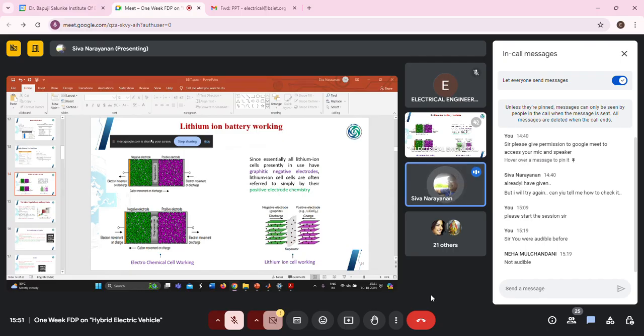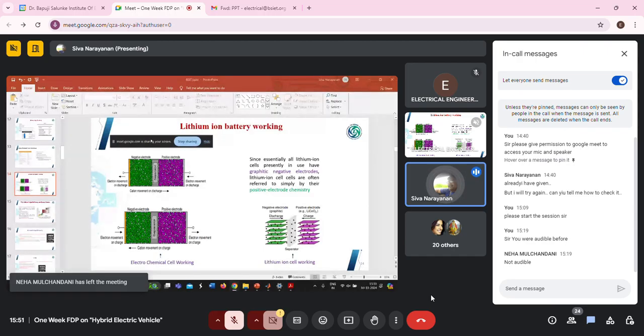On the left hand side, you can see the general diagram of the electrochemical cell, where you have the negative electrode, positive electrode, separator, electrolyte, and current collector. Generally all cells will have these five important parts: the negative electrode, positive electrode, separator, electrolyte, and the current collectors.